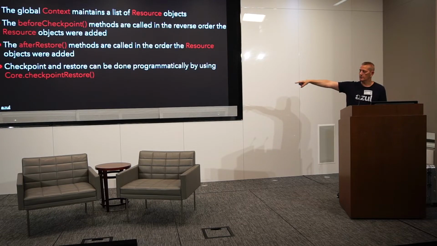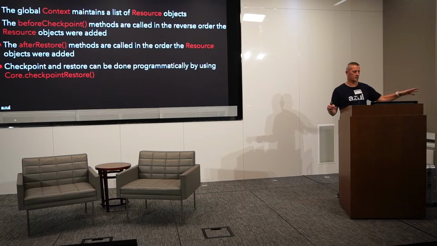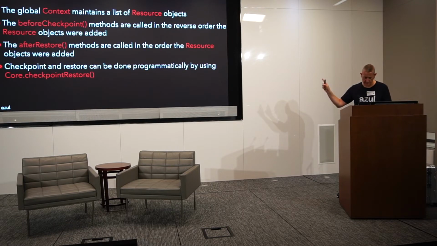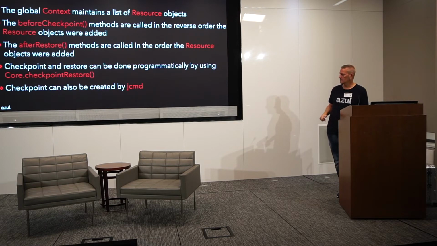And if you do the checkpoint from the code base, you can call core.checkpointRestore, and it will create a checkpoint. At the moment, this is not really useful because it will shut down the JVM when you create a checkpoint. But we have a solution since Tuesday that makes it possible to keep the JVM running. So you can create a checkpoint and then the JVM will just continue running. At the moment, it will still shut it down because we have to create a next build first. And if you do it from the outside, then you use jcmd. And I also show you how to do that.